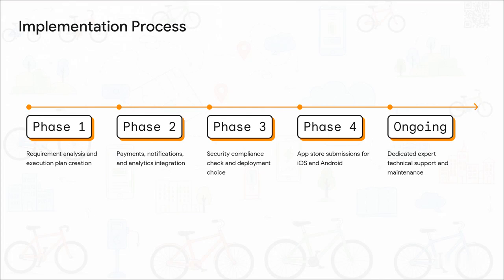As for getting this thing off the ground, implementation follows a super structured, agile pipeline. Week 1 kicks off with a deep dive requirement analysis to map out your specific business model. By week 2, the system is rapidly getting configured with your payment gateways and notification setups. Week 3 brings rigorous security compliance checks and finalizing your choice between on-premise or cloud deployment. And by week 4, your native apps are being submitted to the Google Play and Apple App Stores. This streamlined process lets you go from a mere idea to a live digital product in a fraction of the time a custom build would take, all backed by a full year of ongoing support and maintenance.